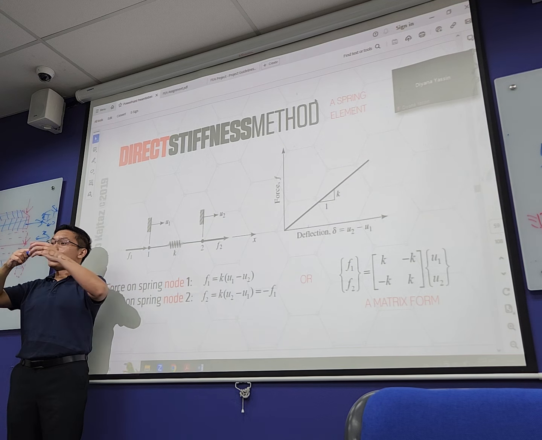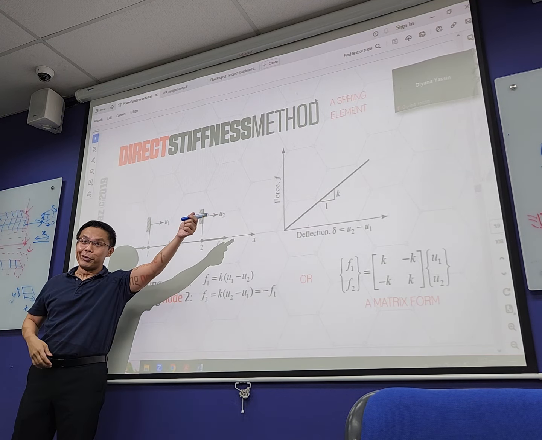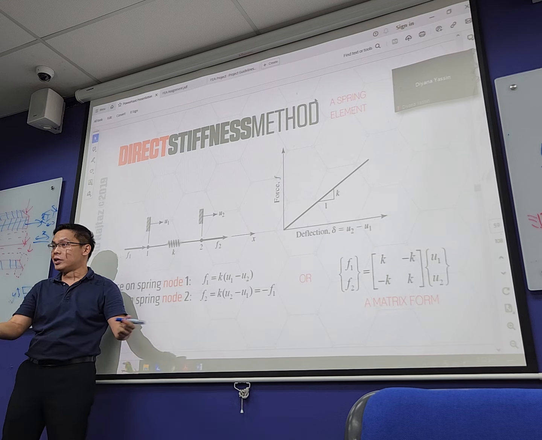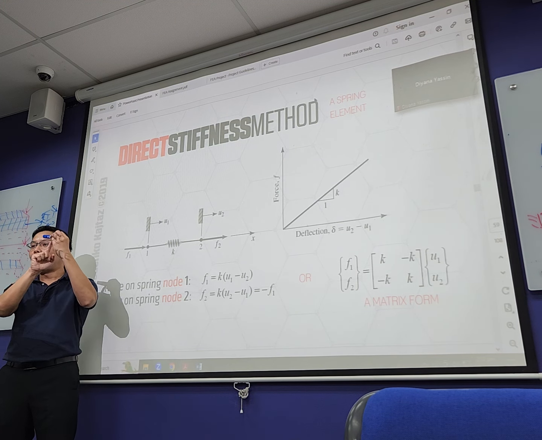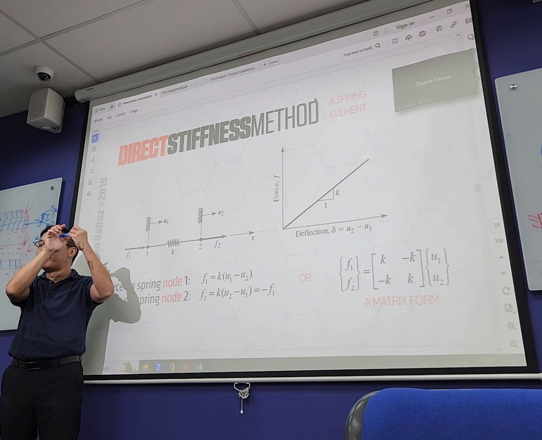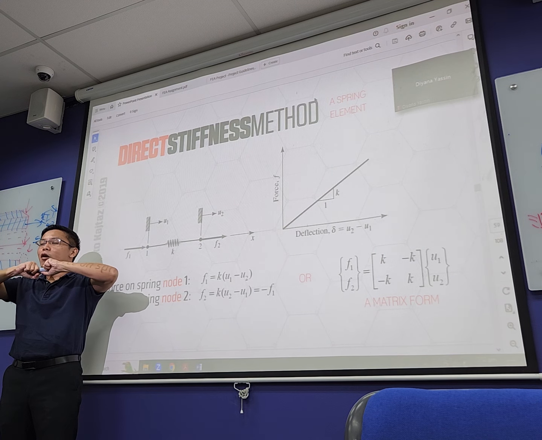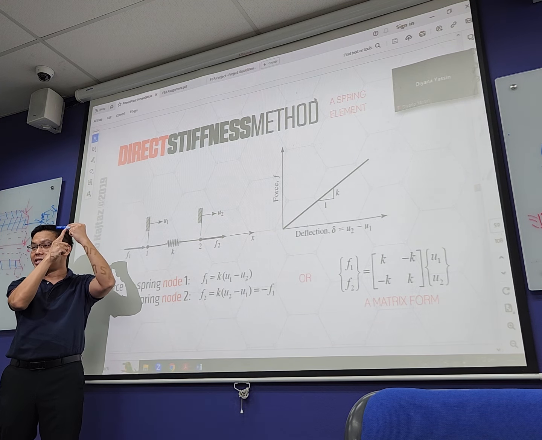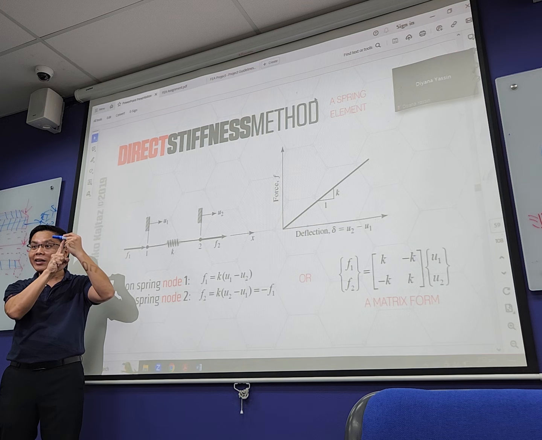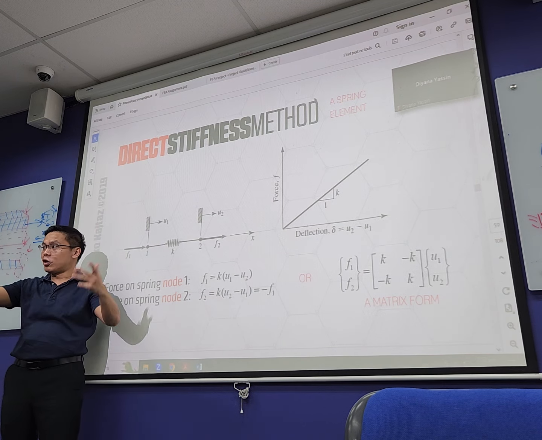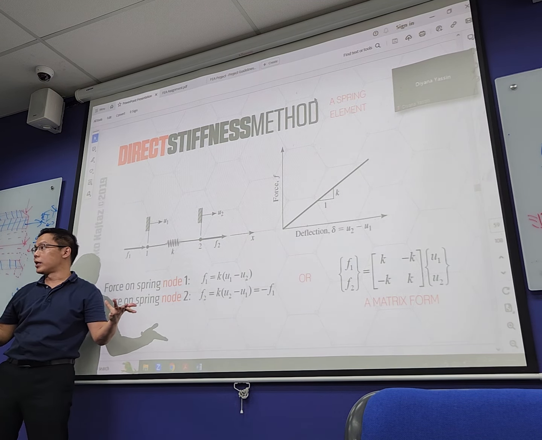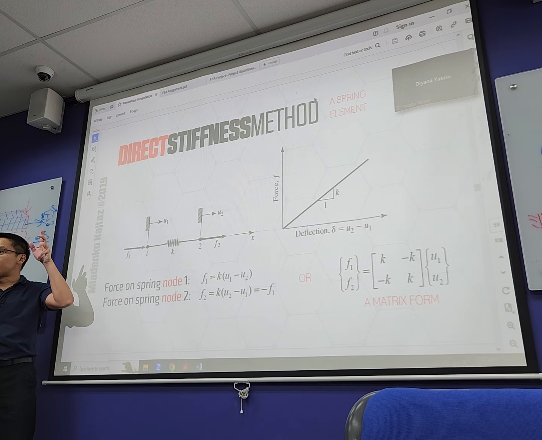Imagine if both ends are not restrained. You push it, it will just keep on moving. U1, U2 is free to move. So that means the amount of force generated is the amount of force you need to overcome the inherent stiffness in the body. If both are not restrained, there's nothing you are overcoming. So that is why it's called a stiffness matrix.